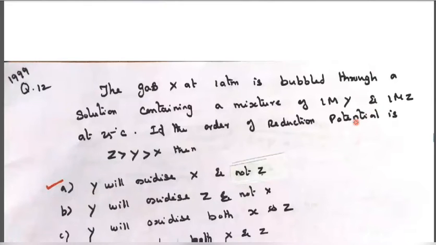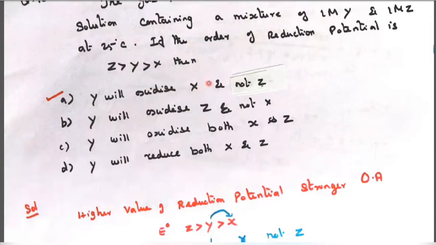Next question, 1999. The gas X at 1 atmospheric pressure is bubbled through a solution containing a mixture of 1M Y and 1M Z at 25 degrees Celsius. If the order of the reduction potential is Z is greater than Y is greater than X, then: Y will oxidize X and not Z; Y will oxidize Z and not X; Y will oxidize both X and Z; Y will reduce both X and Z.